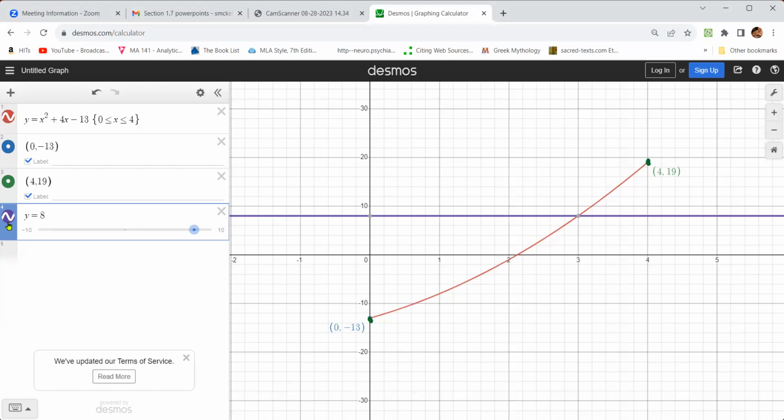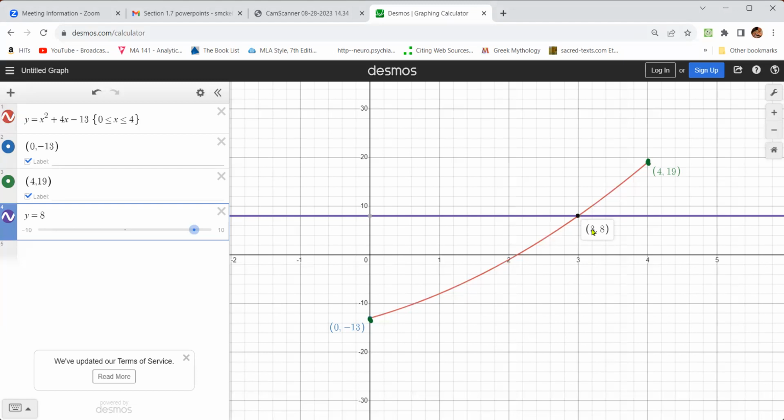It's not hard to do the math. But understanding what the theorem says is hard. I'm trying to help you understand what the theorem says. So it's saying somewhere between 0 and 4 is some x where the function value is 8. Now the graph is telling us it's at 3. Let's see if we can use calculus to help us figure that out.